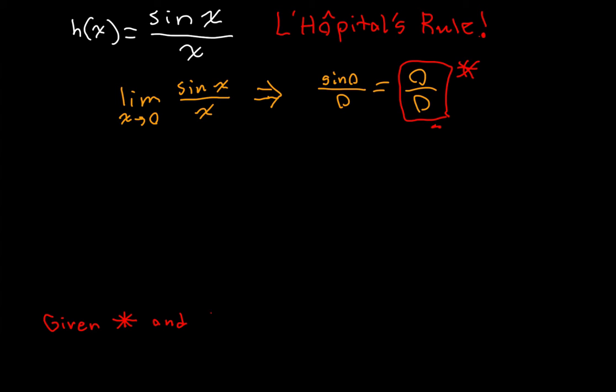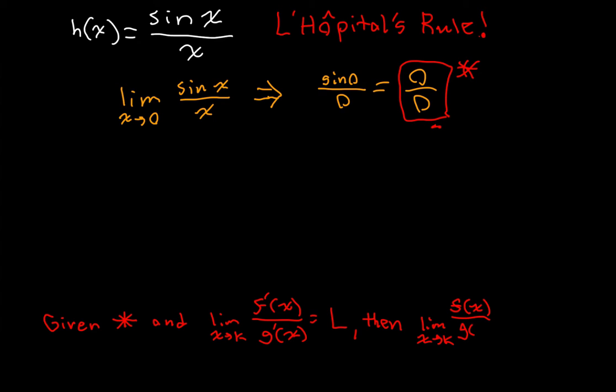and the limit as x goes to k of f prime of x over g prime of x is equal to some real number L that we can determine, then our limit as x goes to k of f of x over g of x is also equal to L.